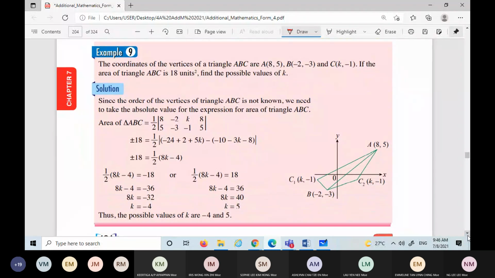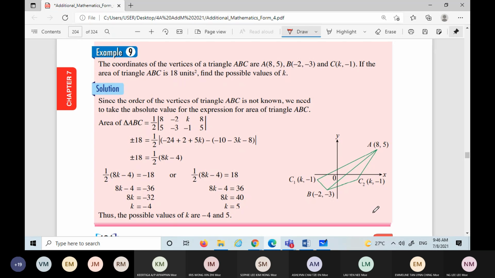Okay, look at this. The coordinates of the vertices of a triangle ABC. C, we don't know the x coordinate. If the area of triangle ABC is 18, the area is given, find the possible values of K.